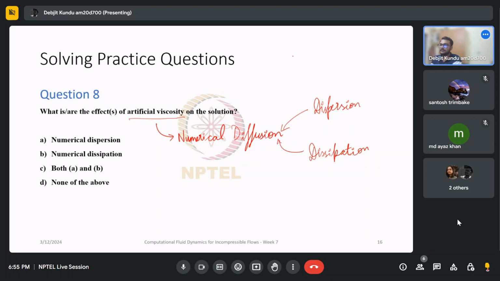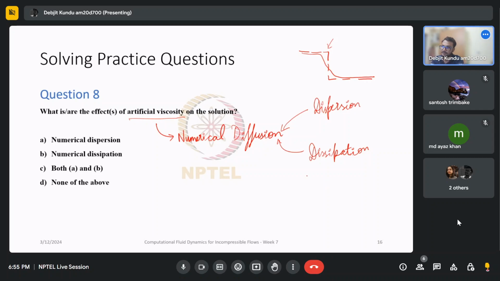So let's say the correct solution would have been something like this, then dispersion actually spreads it out like this. Maybe I'll draw it in a better way. It actually spreads it out. The gradients become smooth. Instead of a sharp gradient, which is present over here, we get a smoothened one spread over multiple points. This is known as dispersion.